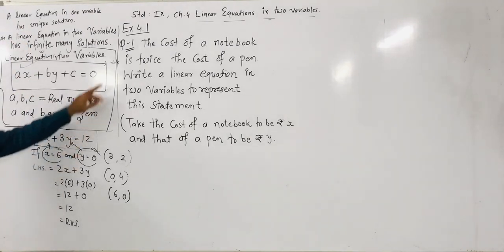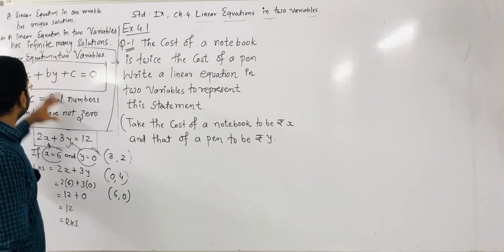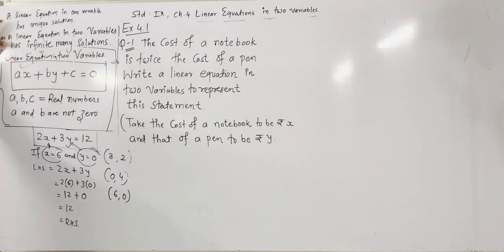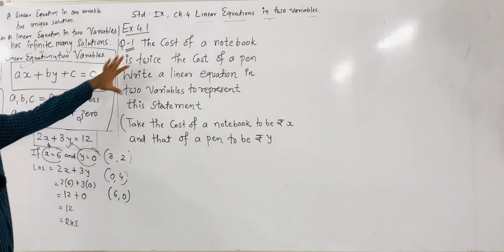Now we start our exercise 4.1. These are the 2 main points you have to write, because a 1 mark question comes from here, and this is regarding the sums you have to solve in our exercise also, regarding equations. Now see the question.